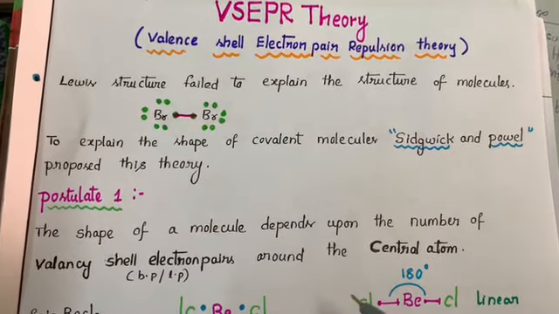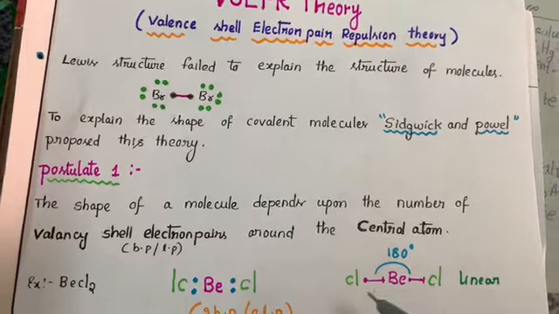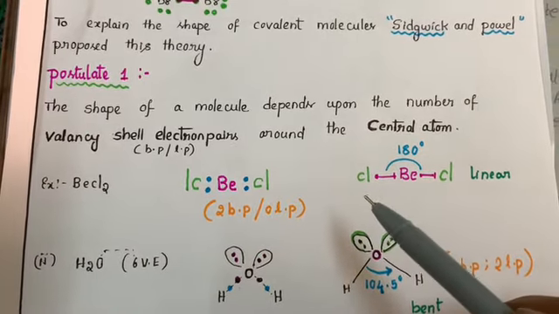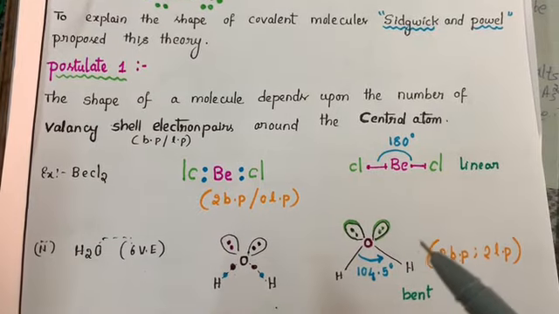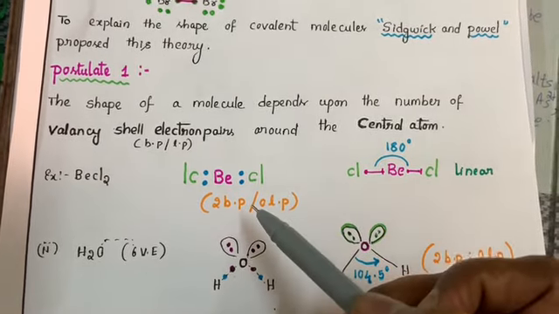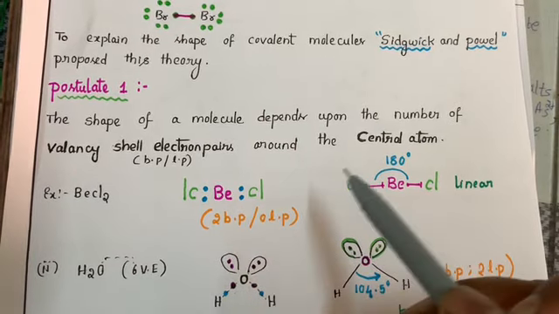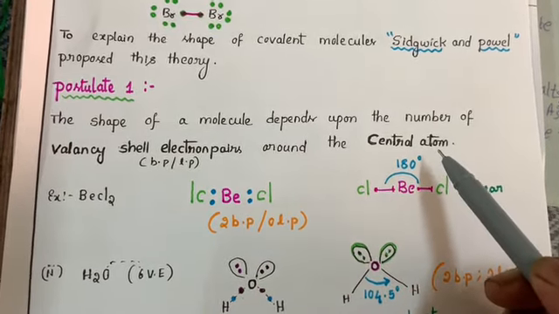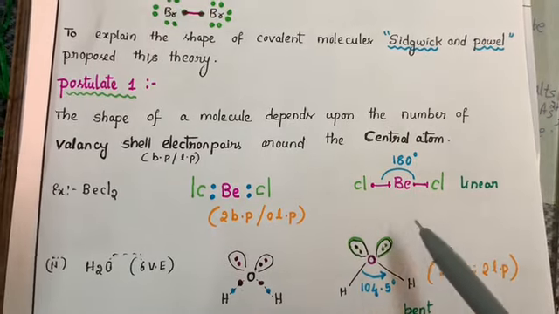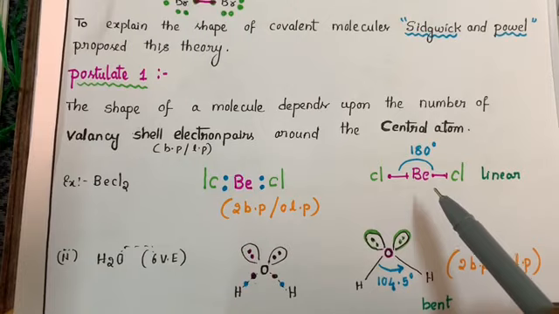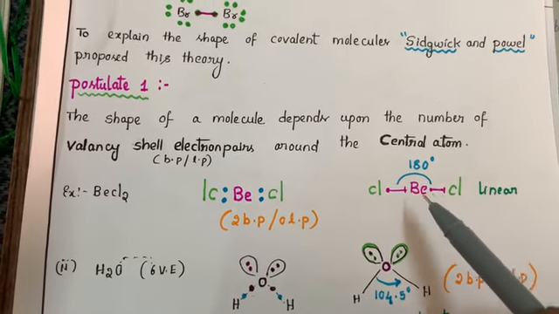In this theory, we will study a total of 4 postulates. So we'll see them one by one. The first postulate describes the shape of a molecule. It says the shape of the molecule completely depends upon the number of valence shell electron pairs around the central atom. So basically for any molecule, the shape is determined by the number of valence shell electron pairs, whether they are bond pairs or lone pairs.